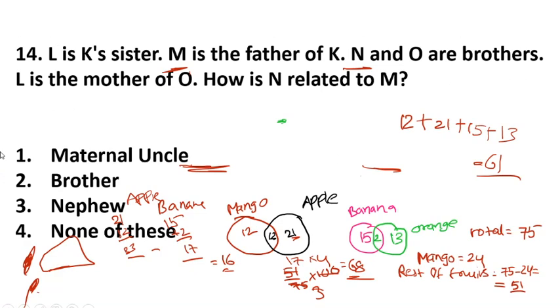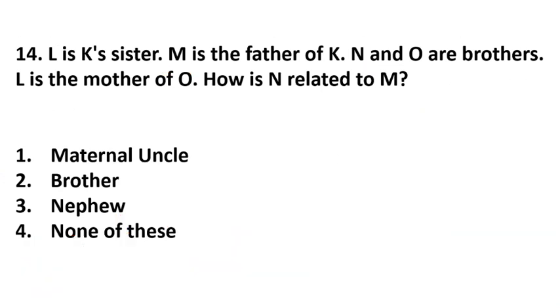So next question comes from blood relations. So L is K's sister. So K's sister is L. So these both are belonging to same generation. So K's sister is L, but K can be brother or sister, can't say. Then M is father of K. Indirectly K and L are children of M.